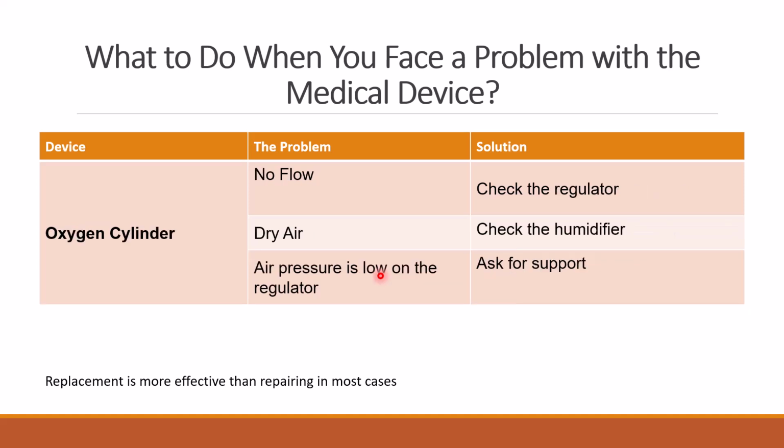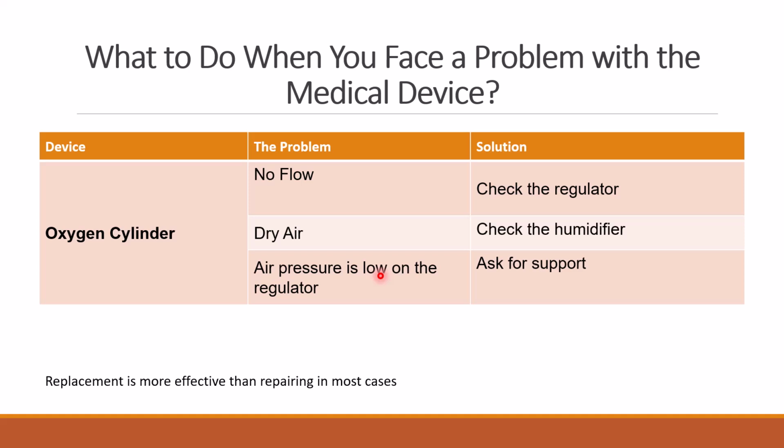Let's go and talk about the oxygen cylinder. The oxygen cylinder is the simplest way to deliver oxygen to the patient. So we have a cylinder, we have compressed air inside it, and we have the regulator where we have a valve. We open it and close it to obtain the pressure we need, and after the valve we have the humidifier, and we have the nasal cannula or the mask that is connected to the patient.